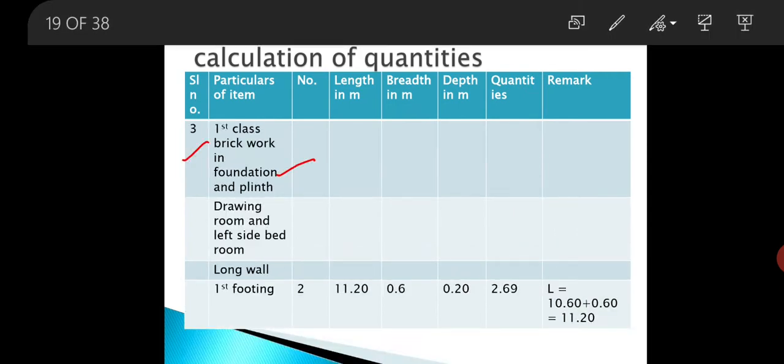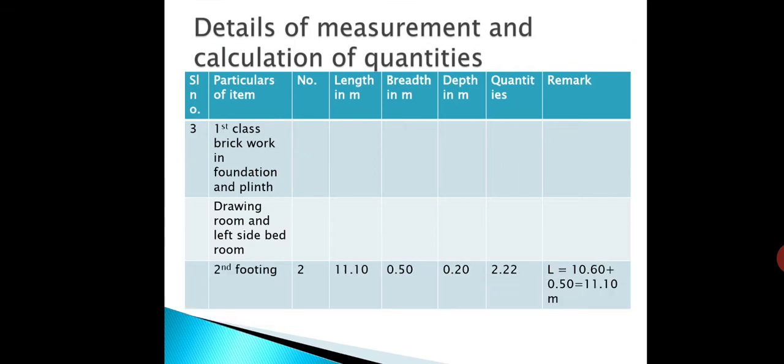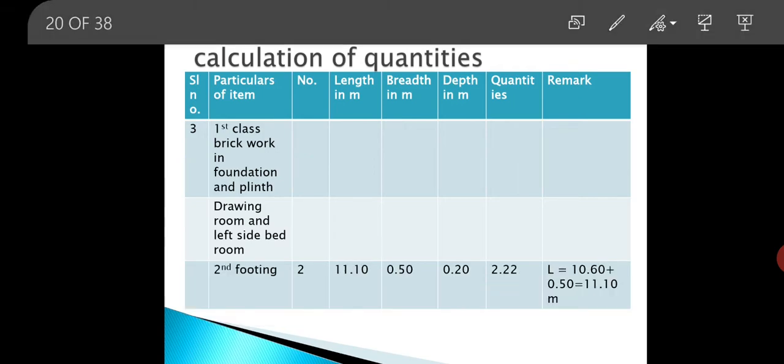So now we will go for the calculation. Okay, so here first write down long wall, then first footing. Number of long wall is 2. Length will become center to center length plus 0.6 by 2, 0.6 by 2, that means 0.6. So length is 11.2, breadth is 0.6, depth is 0.2. Then by multiplying these 4, we will get the quantity as 2.69 cubic meter. Okay. Next, we will move to the second footing.